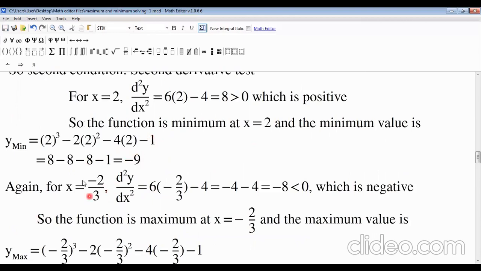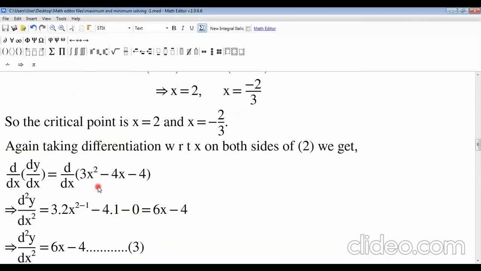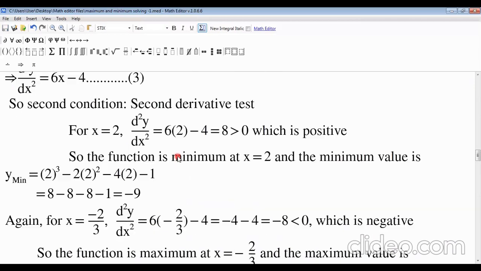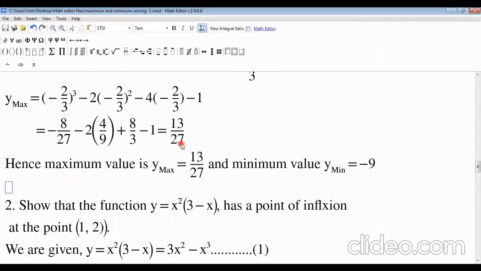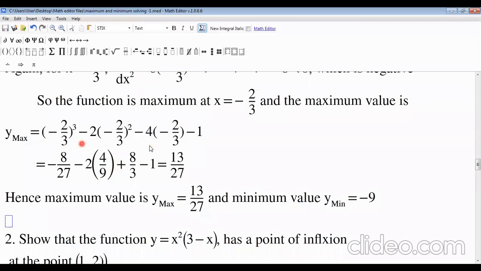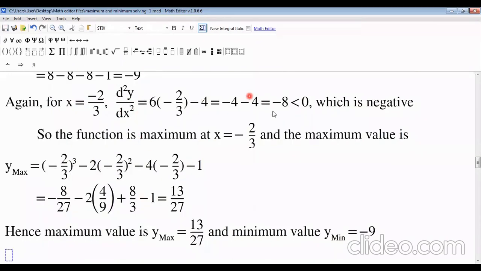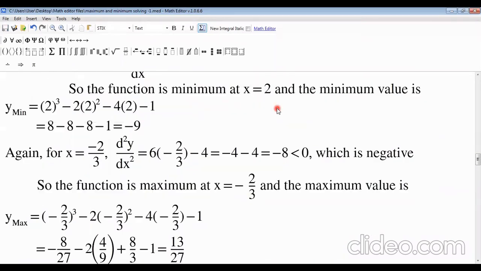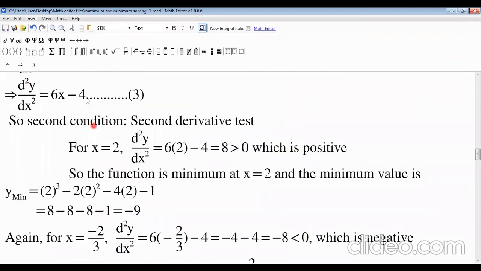Again for the other critical point, x equals minus 2 by 3, the second derivative value will be minus 8, just putting x equals minus 2 by 3 in equation number 3.